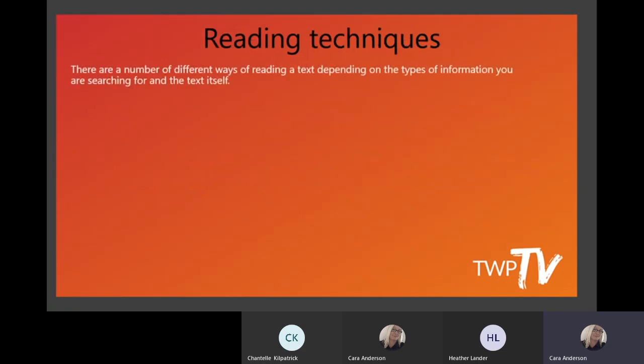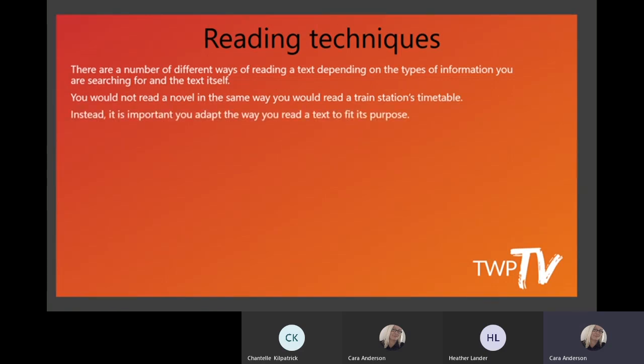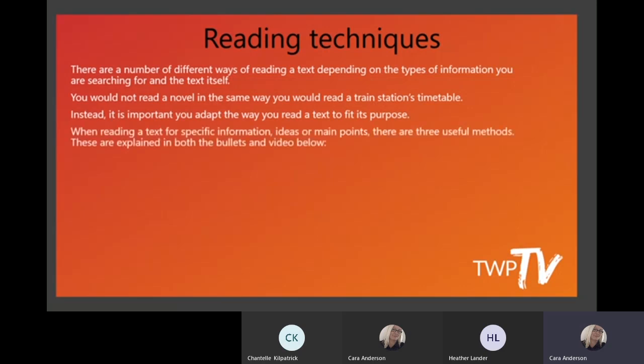Okay, so we're going to look at different reading techniques. So there's a number of different ways of reading the text, depending on the type of information that you're searching for, and obviously the text itself. So, for example, you would not read a novel in the same way as you would read a train station's timetable, but yet you're still trying to get information from whatever you're reading. Instead, it's important that you adapt the way that you read the text to fit the purpose of what you're actually trying to do.